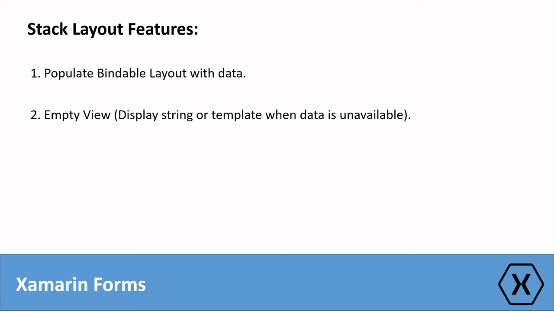Another advantage of empty view is that if you get data in the bindable layout item source, the empty view will automatically be disabled. Whenever you get a null value for your bindable layout item source, at that time only this empty view will be displayed. Now we will show you practically how to implement this empty view in stack layout.